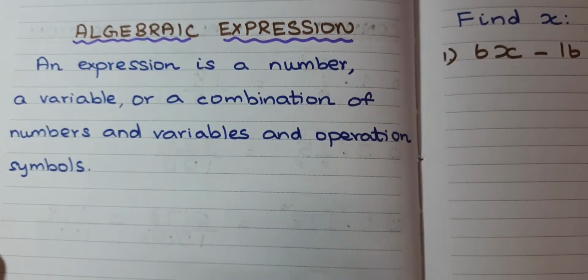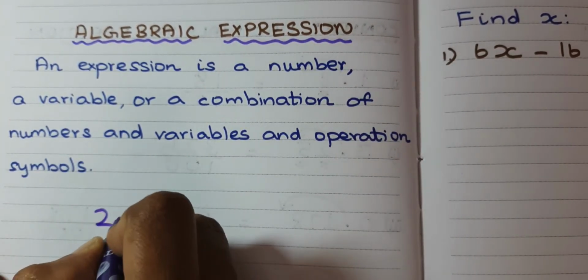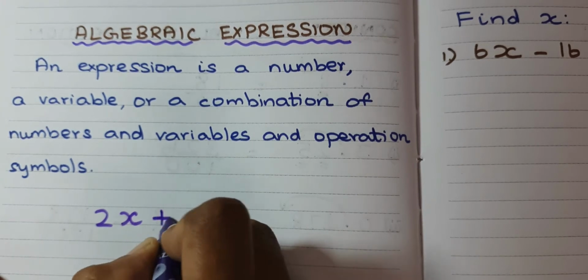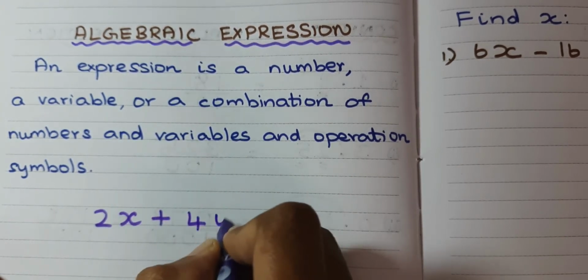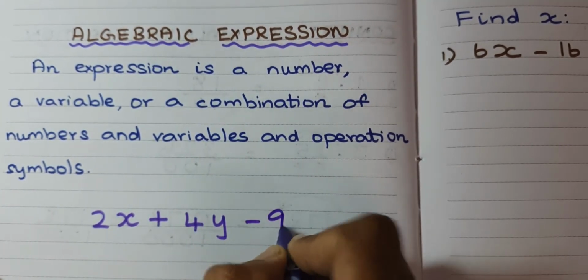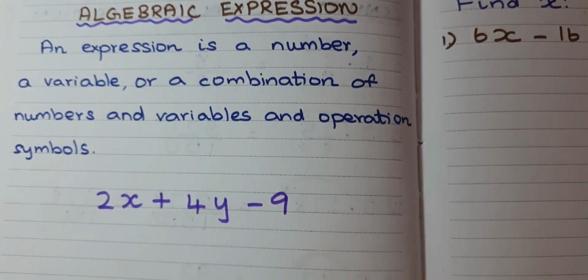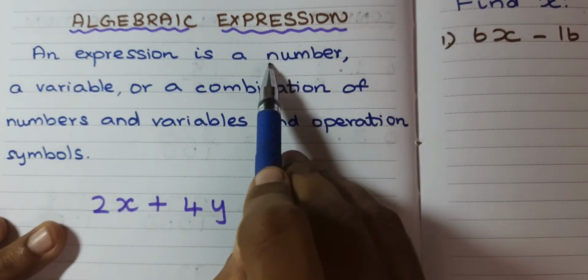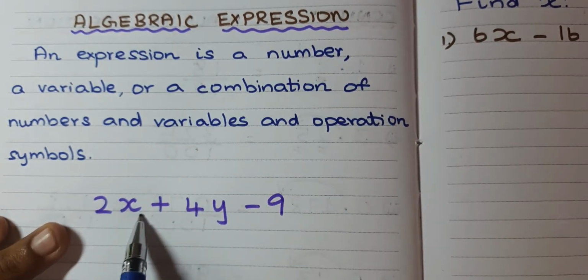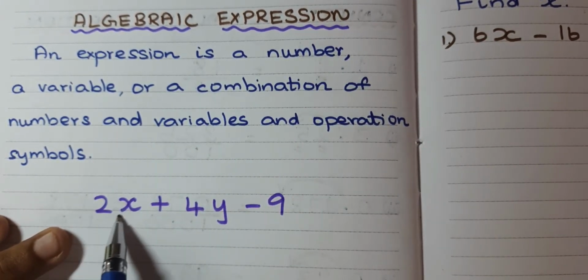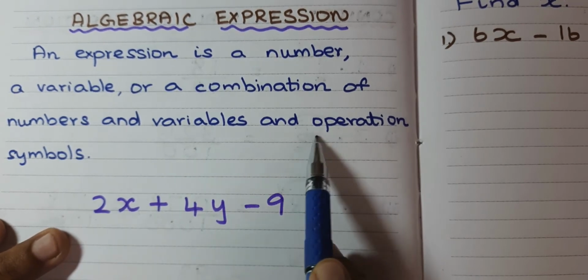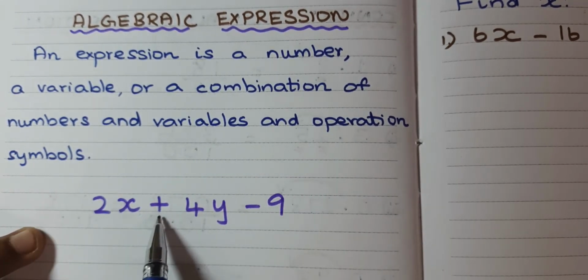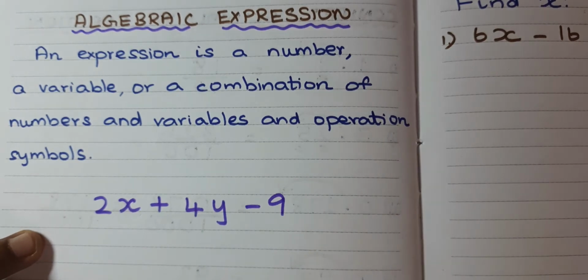For example, 2x plus 4y minus 9. This is an algebraic expression. It has numbers and variables with operation symbols. Operation symbols mean plus, minus, multiplication and division.